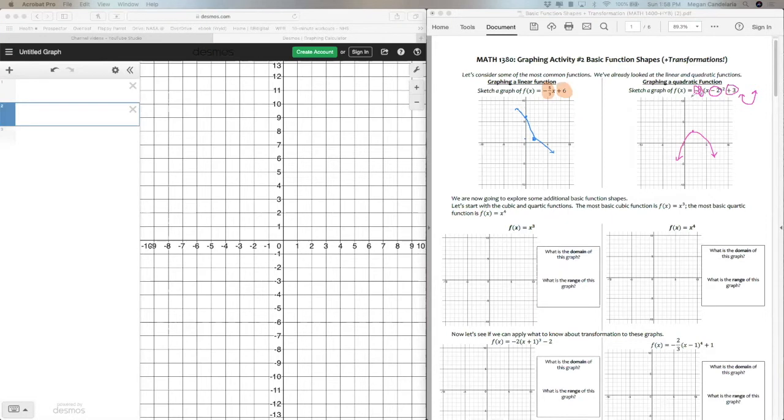So we know how to sketch those two things. Now what we want to do is figure out how we sketch other things, okay? In particular, we're going to look at some additional basic function shapes. We're going to start by looking at the x cubed graph and the x to the 4th graph, okay?